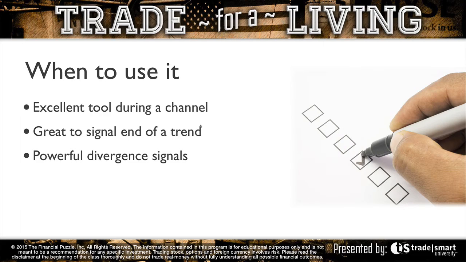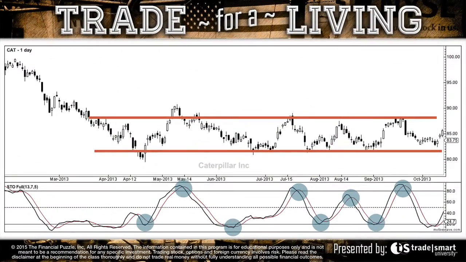If you're not familiar with the idea of a channel, just reference the other Trade for a Living video where we talk about trading channels, and then that will make a little bit more sense to you. But for those of you who are already familiar with it, this stochastics indicator is going to give you a great tool for getting buy and sell signals there. It's also going to give you a great signal for signaling the end of a trend. So during a channel, an end of a trend, and of course, very powerful divergence signals that again show potential ends of the trend. So let's take a look here at the channel.